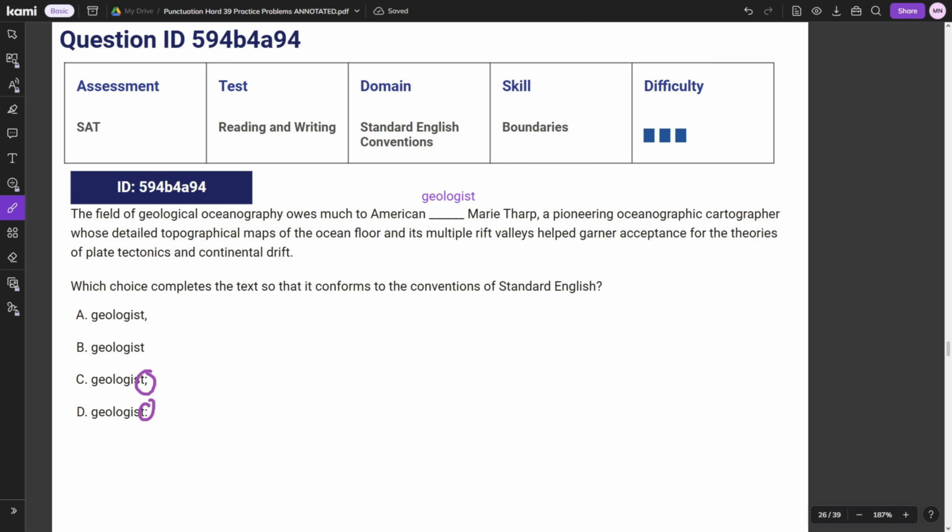So I went ahead and plugged in the word in the answer choice without any punctuation, and you notice here that American geologist Mary Tharp, American geologist is a title, then Mary Tharp is a name. So whenever you have a title and a name, that's an appositive and you'll never use any punctuation. So this is one of those rare occasions where you won't use any punctuation at all. So our answer will be B.